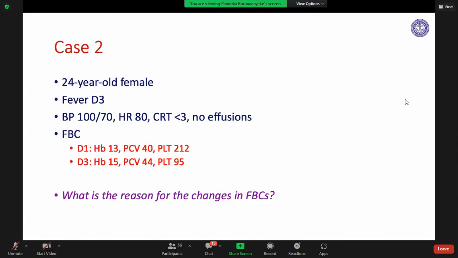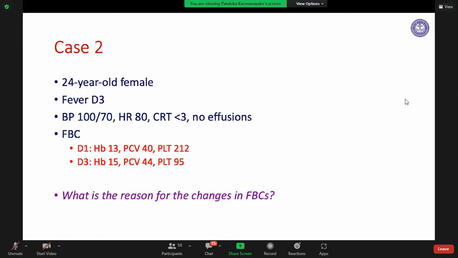Yeah, maybe you might have even a low blood pressure due to severe dehydration. But I would imagine that the PCV rising from 40 to 44 is pretty high. And hypotension can also happen.